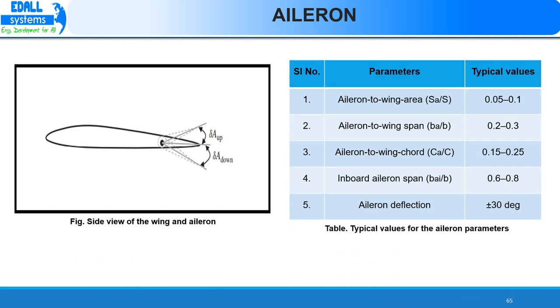The figure shows side view of the wing and aileron deflection, and the table shows typical values of aileron parameters.